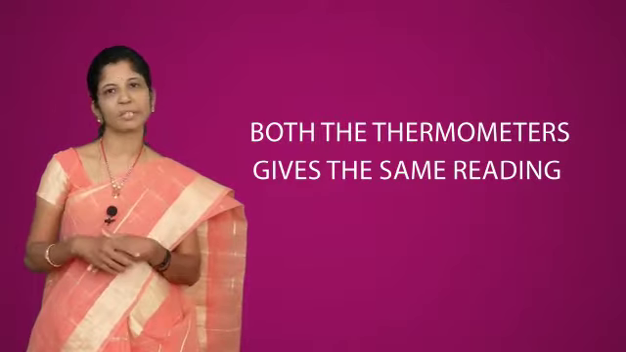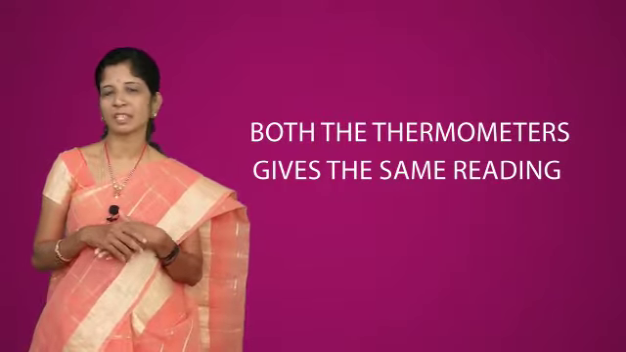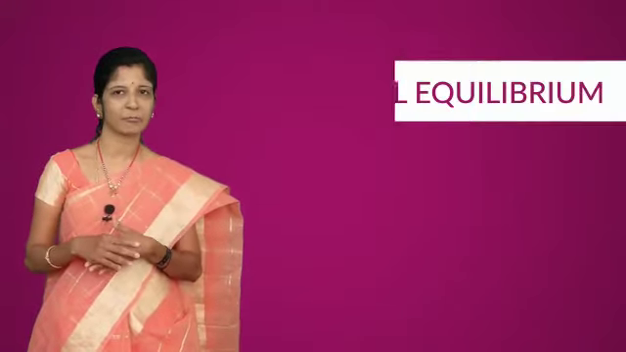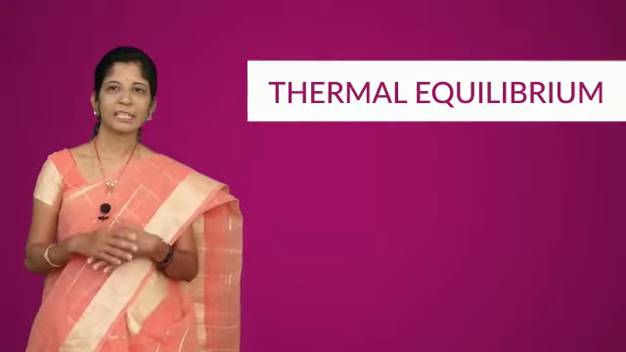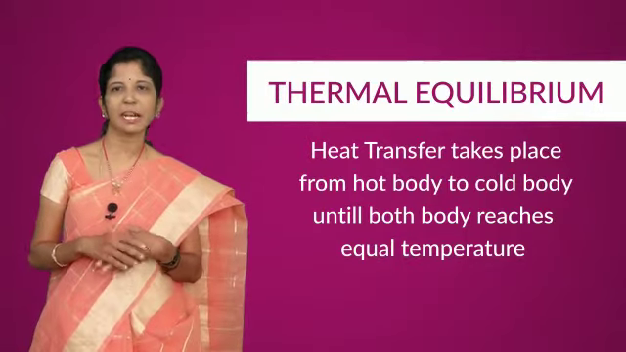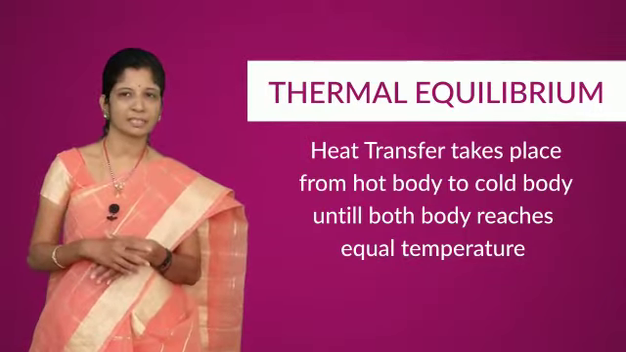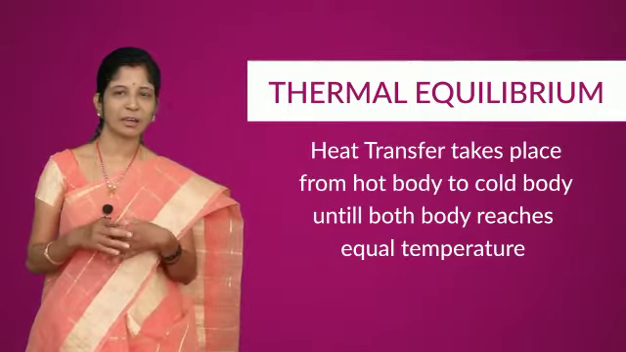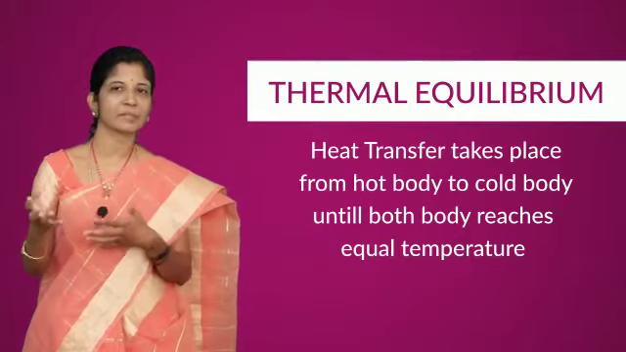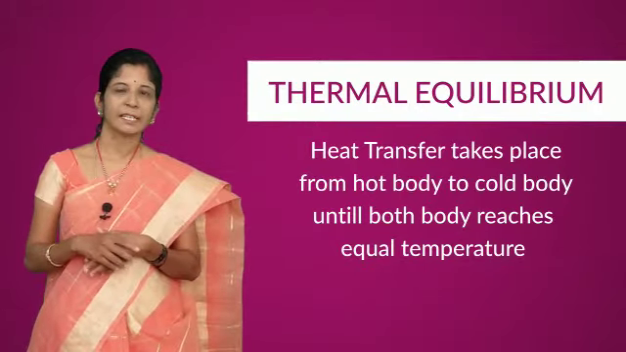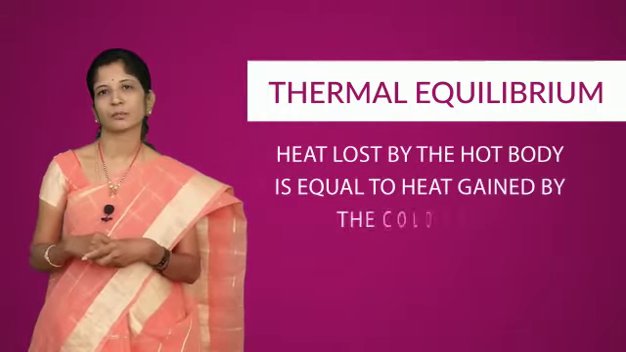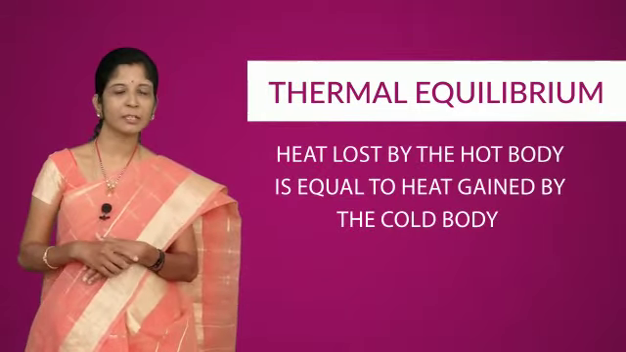So this phenomenon of both the bodies reaching the same temperature is called thermal equilibrium. Heat transfer takes place from the hot body to the cold body until both the bodies reach an equal temperature, or until both the bodies reach a thermal equilibrium condition. In this way, heat lost by the hot body is equal to heat gained by the cold body.